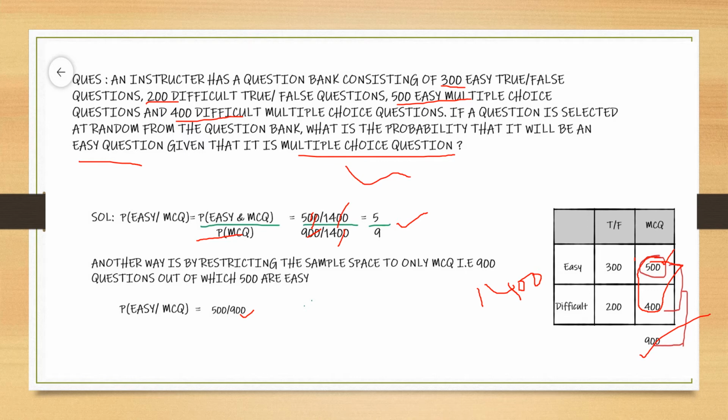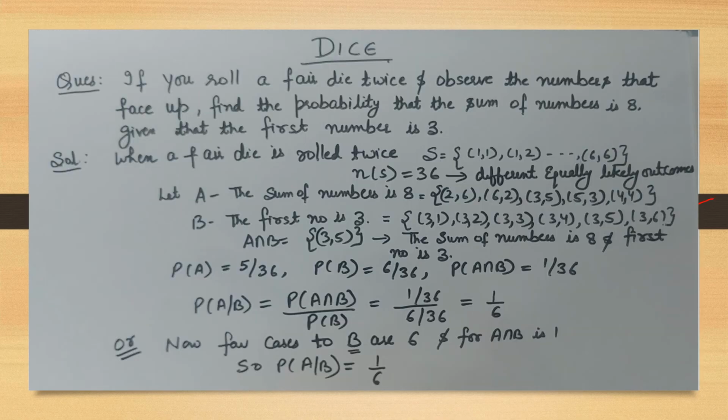And out of these 900, what do I need? I need those easy MCQs. So out of these, how many favorable cases are there? How many easy MCQs are there? 500. So 500 favorable upon total, 500 divided by 900, will also give me the answer as 5 by 9. So this is another alternative way of handling this question.